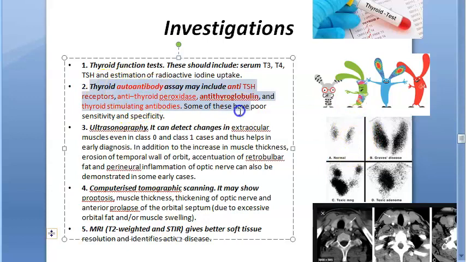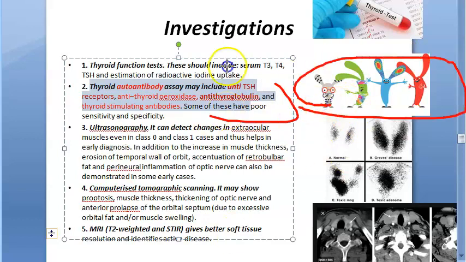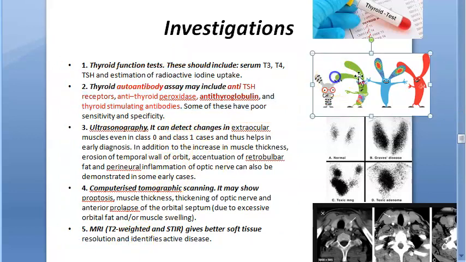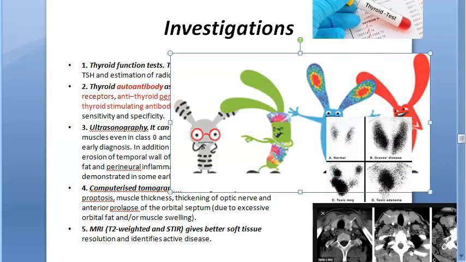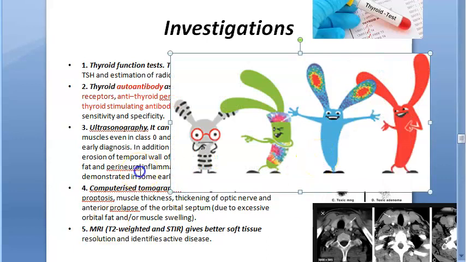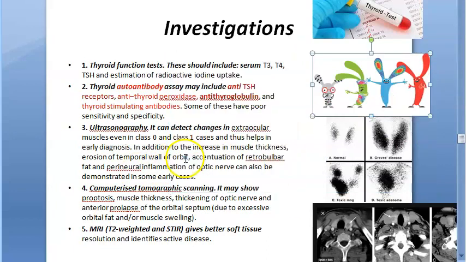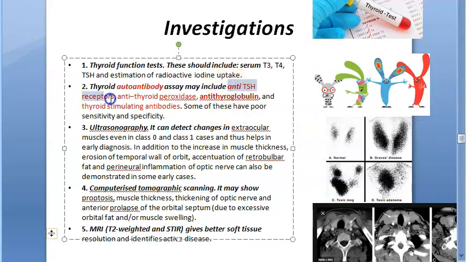Then you will check the antibodies. The main thing you focus on here is these antibodies. You want to check, are there any antibodies that are attacking the thyroid and the eye? We are concerned about that, right? These antibodies could be so many. You cannot check just one. You can check whether they are antibodies against TSH receptors.